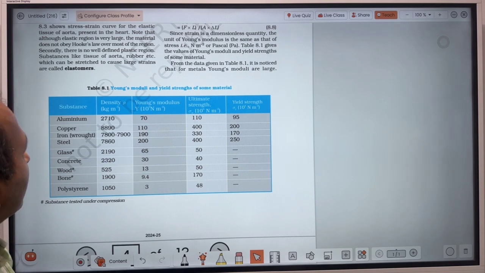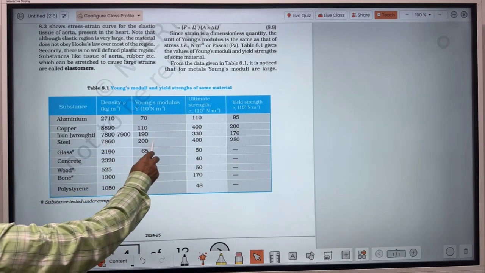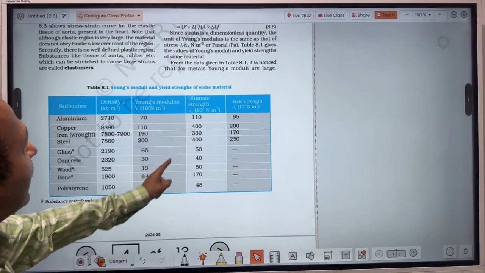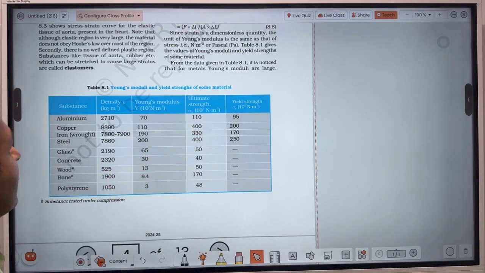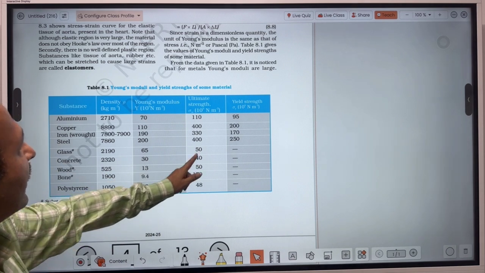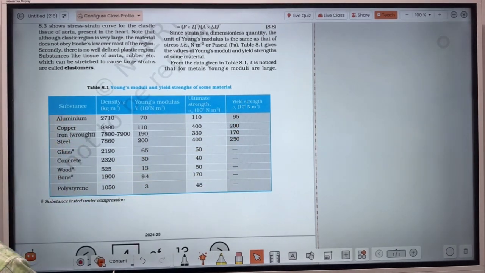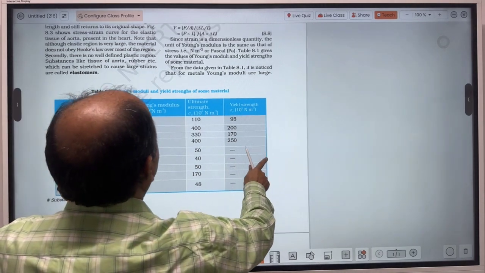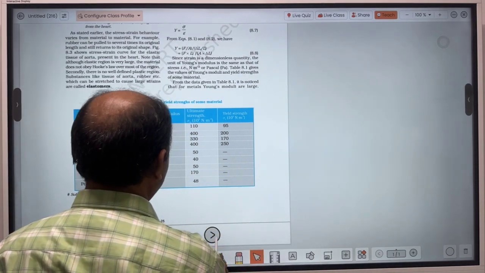So what do you observe? Which material has the highest Young's modulus here? So that is steel. And here if you find ultimate strength, this is also that of steel. And what about this? Yield strength, this is also that of steel. Now, let's see the next thing.